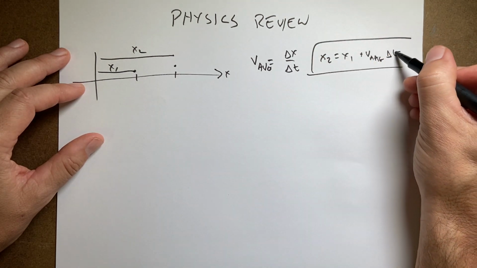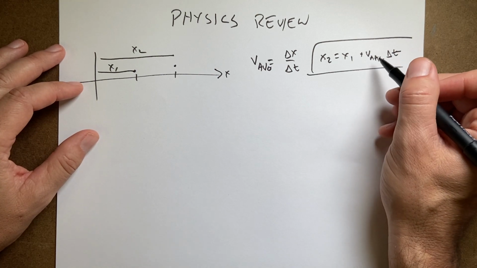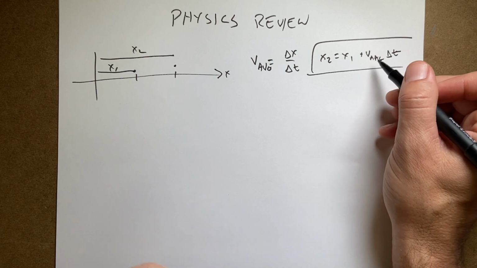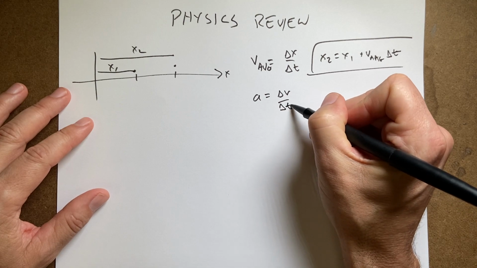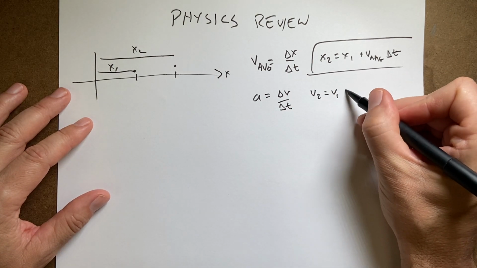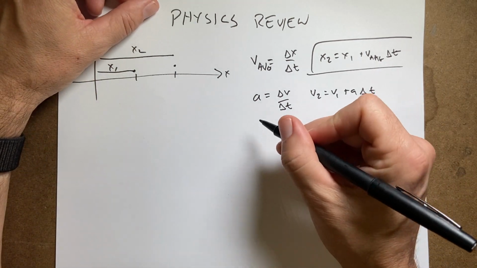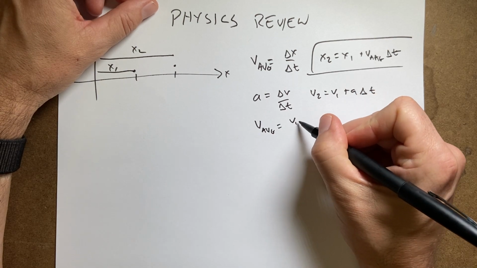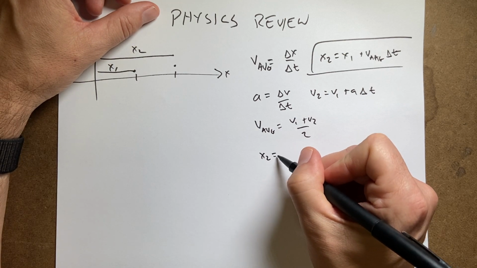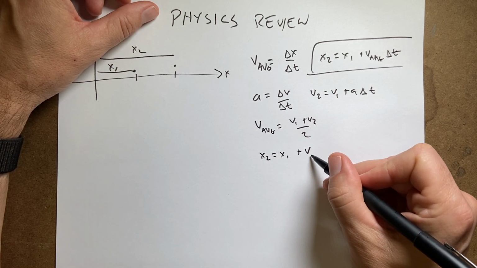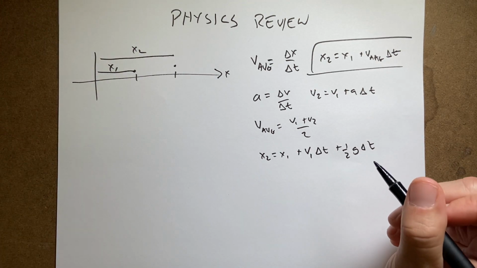And that's for an object. It doesn't really matter if it's moving or not. But even if it's accelerating, this still works as long as you use the average velocity. And then we get to the definition of acceleration, change in velocity over change in time, and you get v2 equals v1 plus a delta t. This is in one dimension. And then if you use this along with v average equals v1 plus v2 over 2, you get the following kinematic equation: x2 equals x1 plus v1 delta t plus 1/2 a delta t squared.